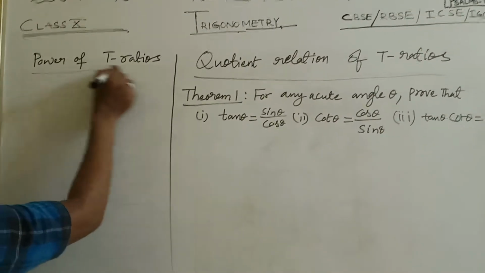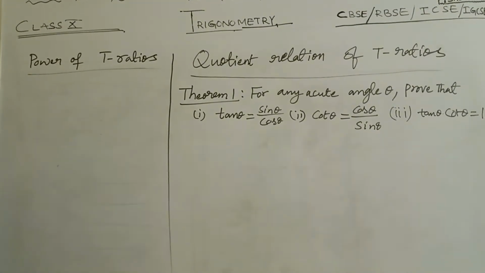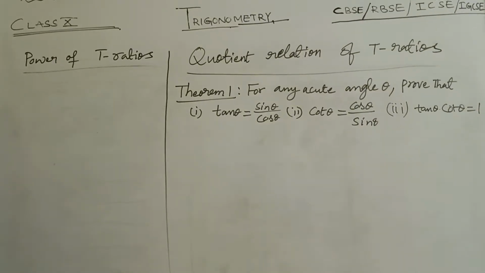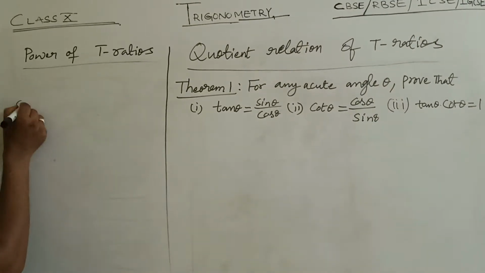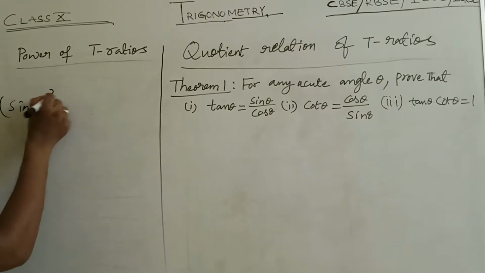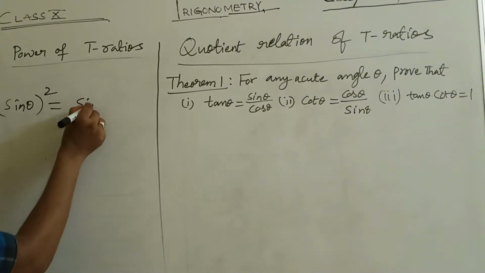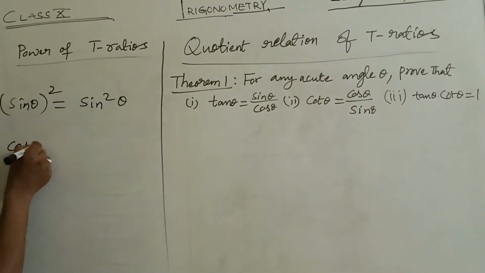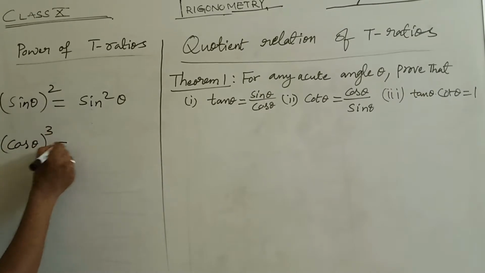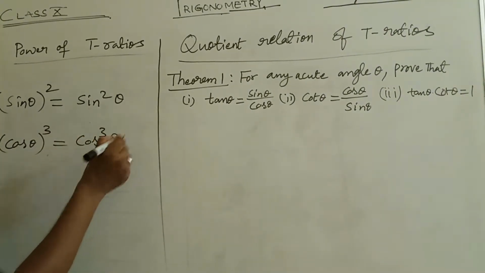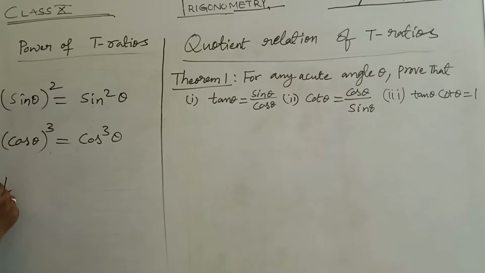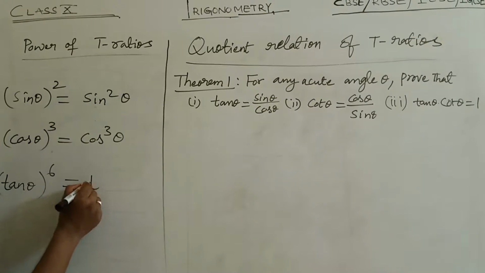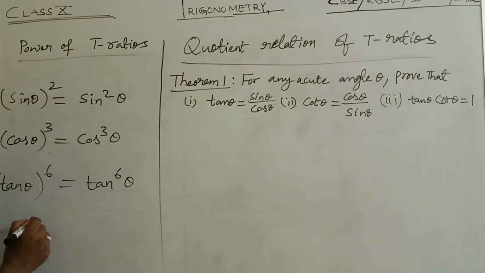So now, what is power of trigonometric ratios? It means when a power is there, how will we write it in the trigonometric ratios? Example, I will write here sine theta whole square. Then we can write it as sine square theta. Then cos theta whole cube, then what will we write? Cos cube theta. If it is tan theta whole power 6, how can we write it? Tan to the power of 6 theta, and so on.